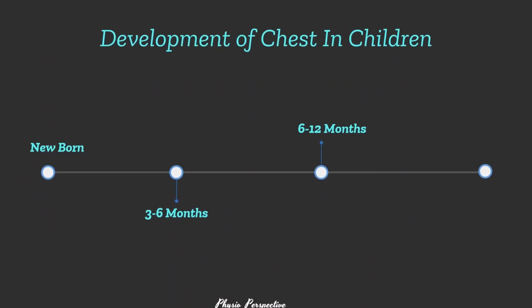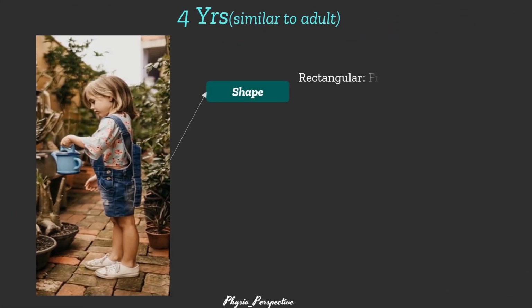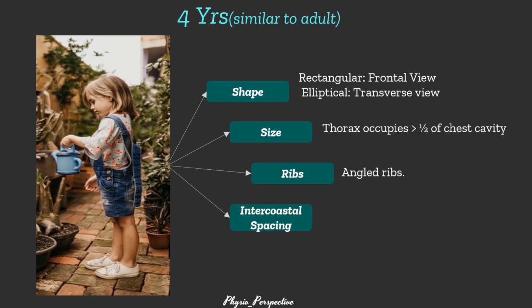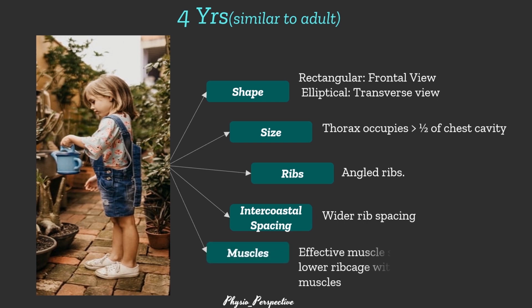More than 1 year. The shape of the chest is rectangular in the frontal view and elliptical in the transverse view. The size of the thorax occupies more than half of the chest cavity. Ribs are angled with wider rib spacing. There is effective muscle stabilization of the lower rib cage with the abdominal muscles. All the characteristics are similar to adult-like chest.